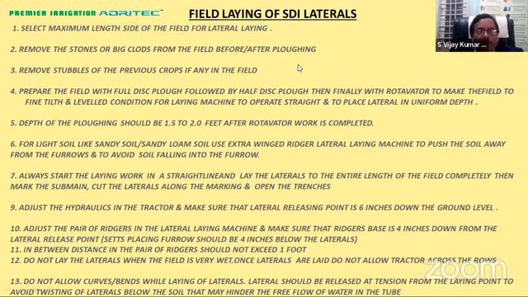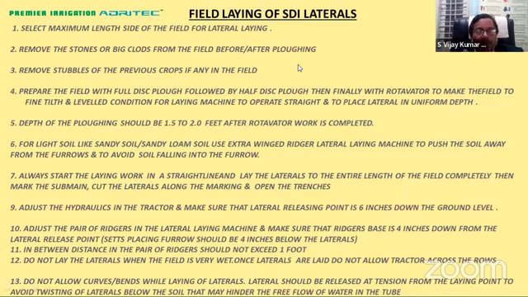Generally, you select the maximum length of the field for lateral laying. Ensure that all stones and other big clods are removed totally. And if there are any stubbles of the previous crop, even that has to be totally removed. Prepare the field thoroughly with the disc plower and then finally with the rotavator and make it level, and ensure that the depth of plowing is at least 1.5 to 2 feet after the rotavator is completed. For a light soil like sandy soil or a sandy loam, we'll use what is called an extra winch lateral laying machine, which will ensure that the soil moves away and doesn't fall into the furrow.